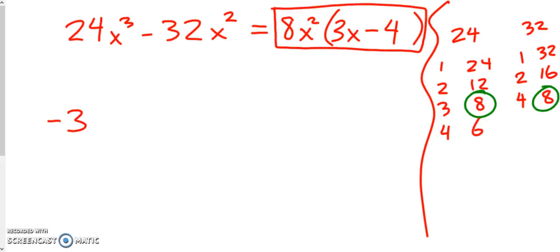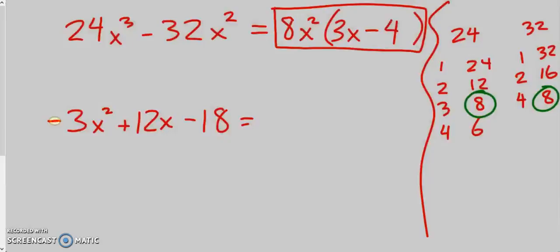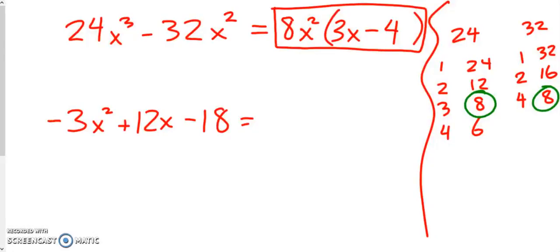Here's another one. Negative 3x squared plus 12x minus 18. You might notice that you can't take an x out of this because the 18 here doesn't have an x. But you can take just a number out. 3, 12, and 18 are all divisible by 3. And if you wanted to, since this leading coefficient is negative, you could always take out a negative 3.